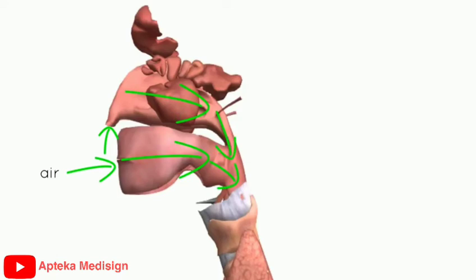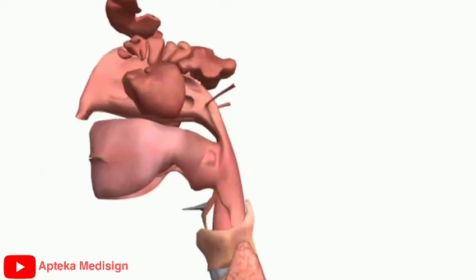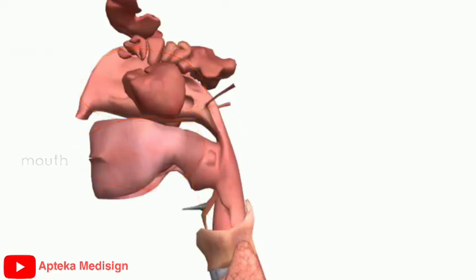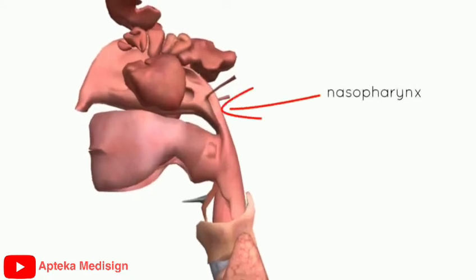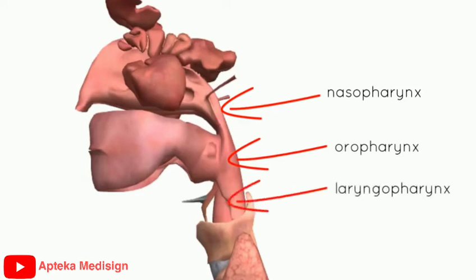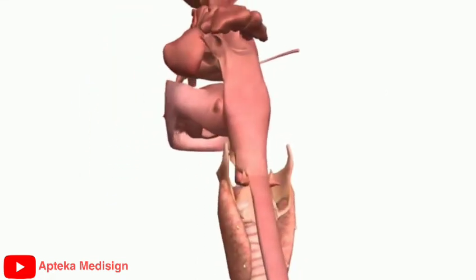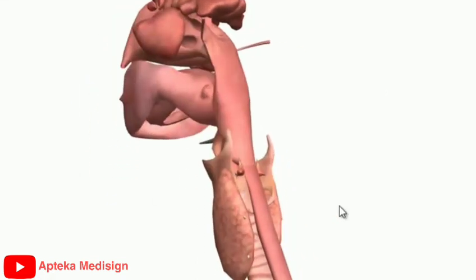The other pathway for air is through the mouth. The air enters into the mouth and passes posteriorly into the pharynx. The pharynx is this muscular tube posteriorly behind the nasal cavities and the mouth. It joins the nasal cavities and the mouth to the esophagus and the larynx below. You've got three parts to the pharynx: the nasopharynx at the top, the oropharynx which is just behind the mouth, and the laryngopharynx which sits inferiorly. If I just rotate around, you can see the esophagus sitting posteriorly.